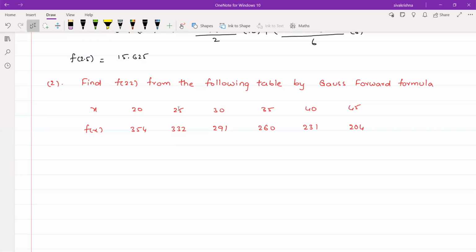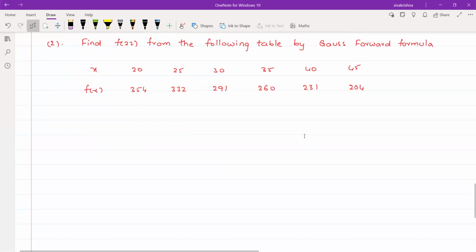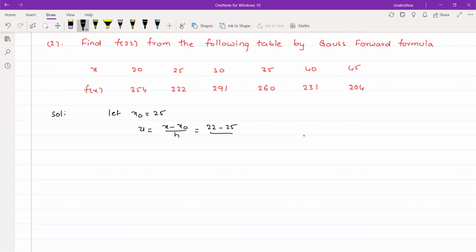So that I am choosing here x naught as 20. Okay, so coming to the solution, let x naught be equal to 25. Now we have to find the value of u. u is equal to (x minus x naught) by h. This is the formula to find the value of u. Here x is nothing but 22, so f of 22, in place of x we have 22, so we write 22 minus x naught. x naught is nothing but 25, by h. The difference between x values is 5, so h is equal to 5.